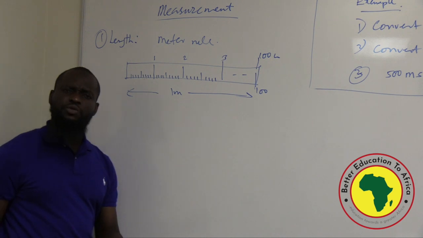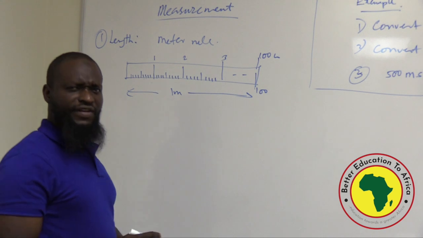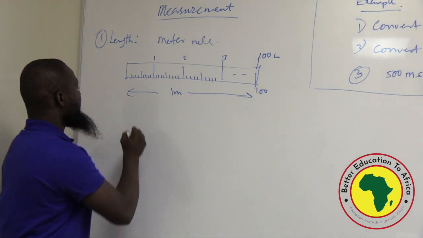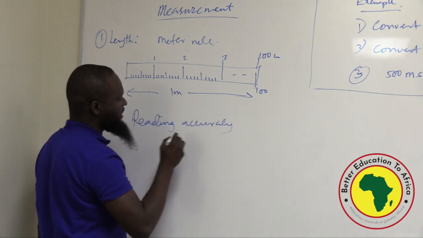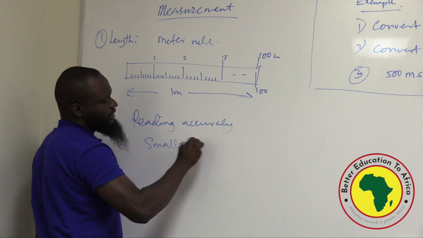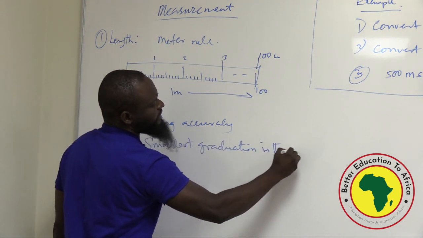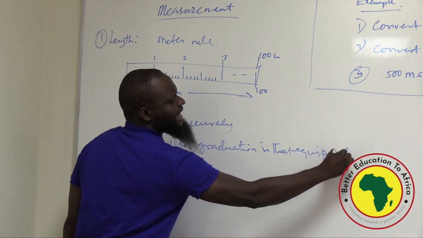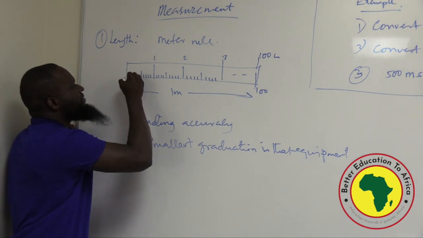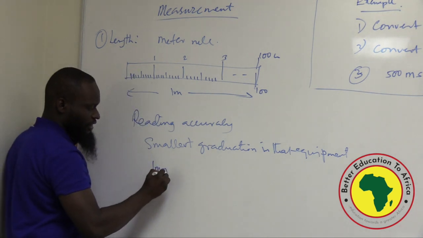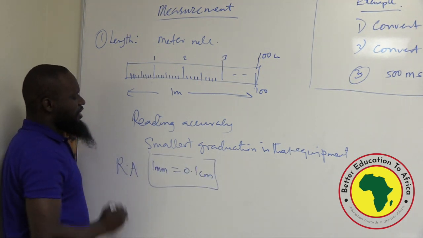Okay? So there is something we call reading accuracy of a measuring device. All measuring devices in physics have a reading accuracy. Reading accuracy simply means the smallest graduation in that equipment. It means the smallest reading you can get from that equipment or that device. So what is the smallest thing a meter rule can measure? It is a millimeter. 1 millimeter, 0.1 centimeters. This is the reading accuracy, I'll just call it RA, of a meter rule.